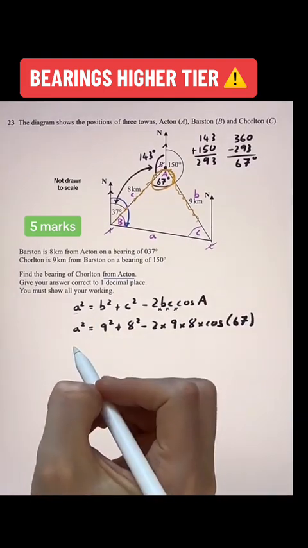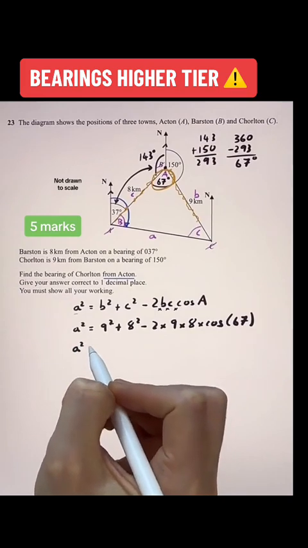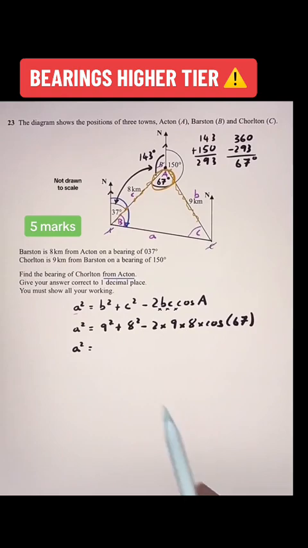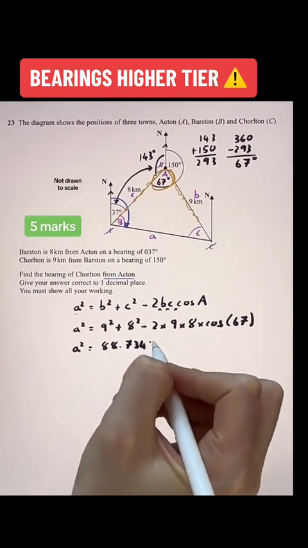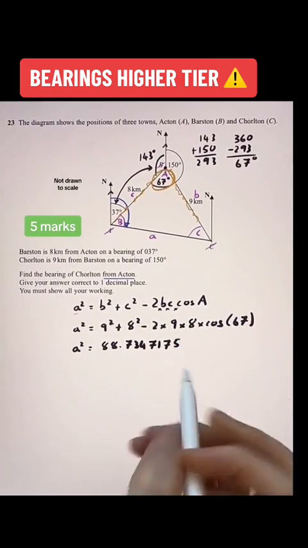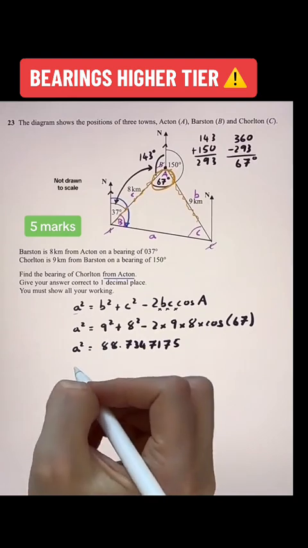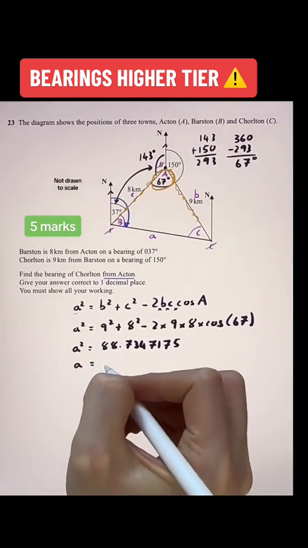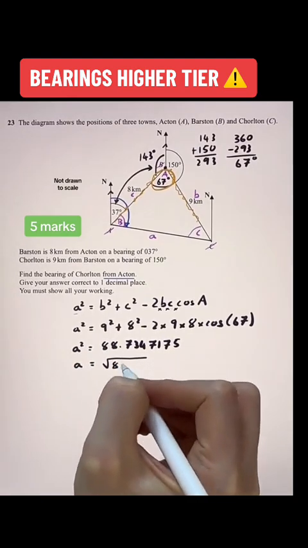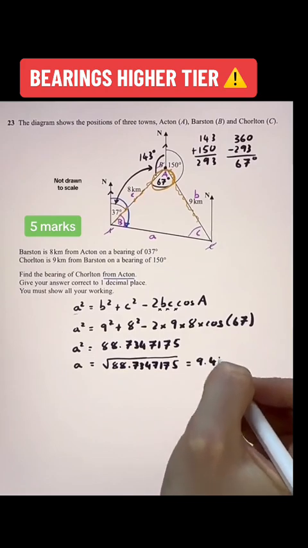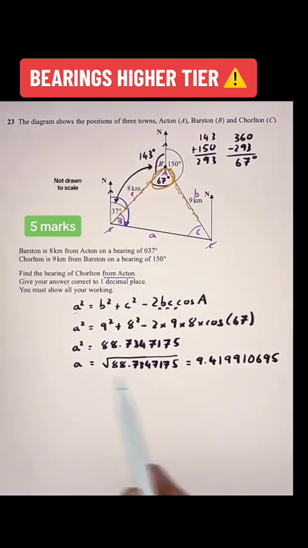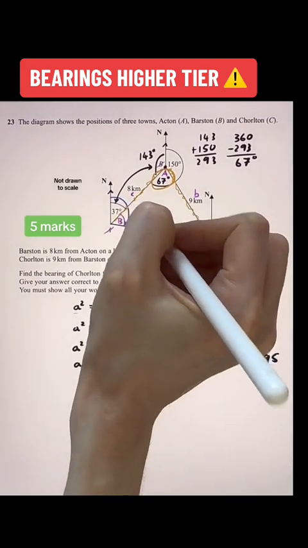Leaving a squared alone on the left-hand side of my equation, substituting everything on the right into my calculator, a squared equals 88.7347175. As I want to find the value of a, the opposite of squared is the square root. So the value of a is the square root of my 88.7 number, which equals 9.4199, etc. Now I know my value for a, I can label that in my diagram.